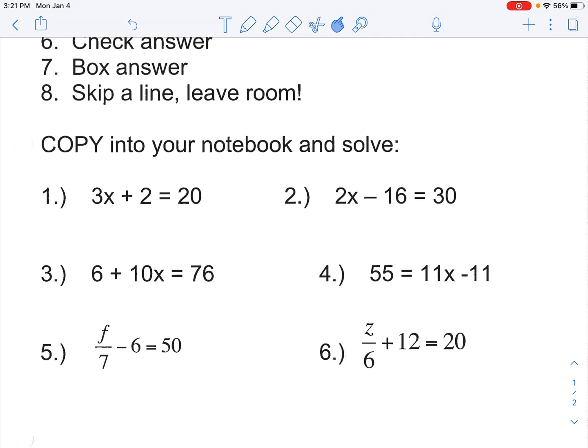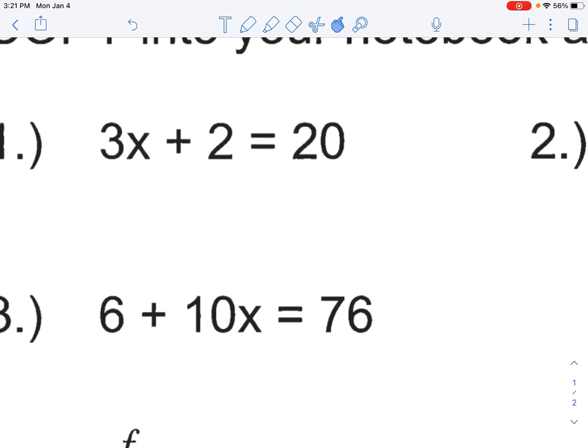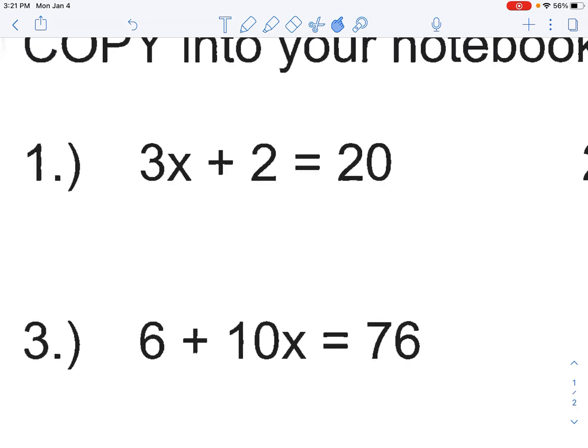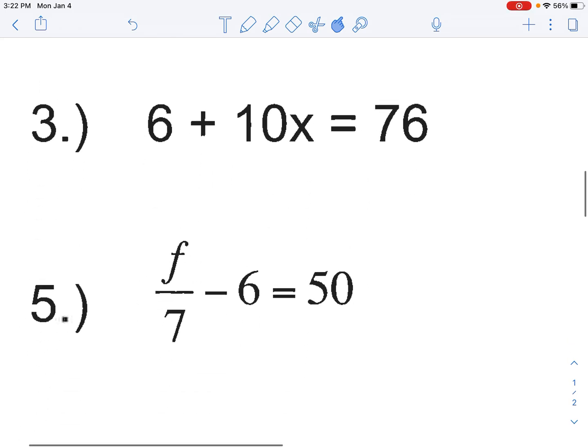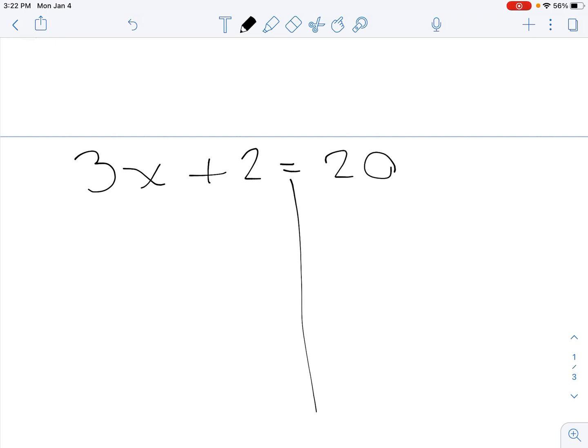All right, so you're going to copy these problems into your notebook. Give you a minute to do that. Okay, so I'm going to come down here. So 3x plus 2 equals 20. So remember, the first step is always draw your mirror.